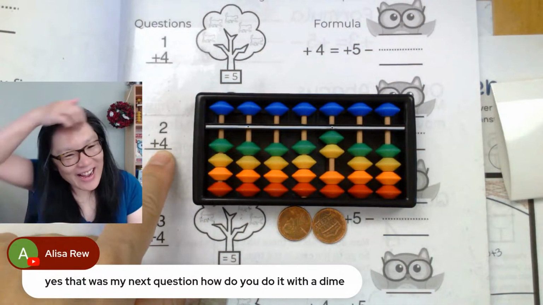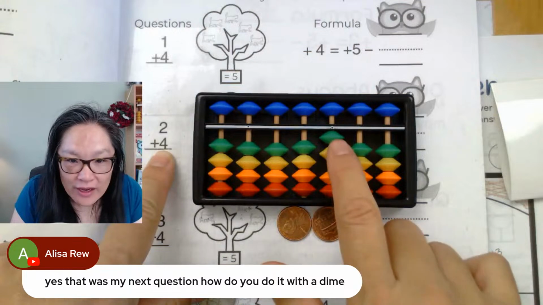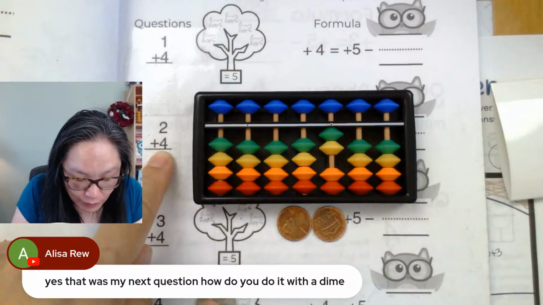How do you do it with the dime? Let's do it. So we have two on the abacus, right? I want to add four, but I don't have enough.